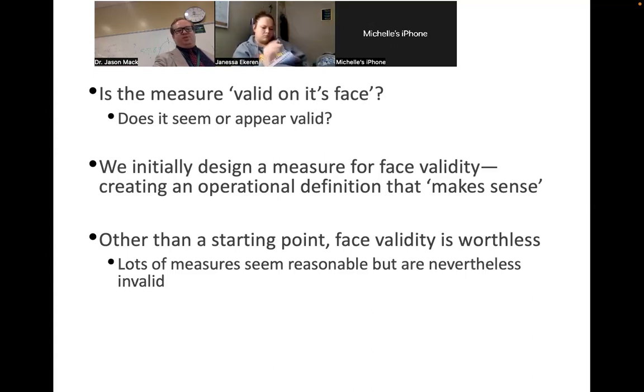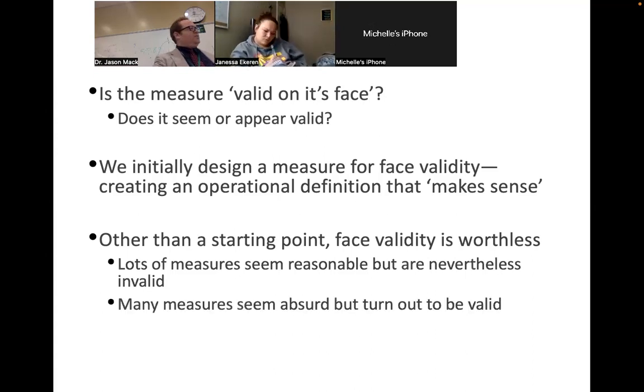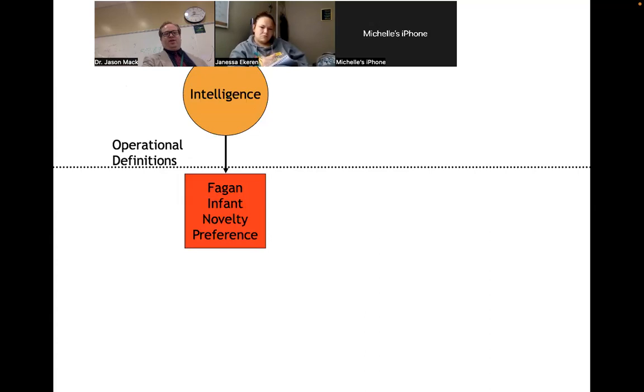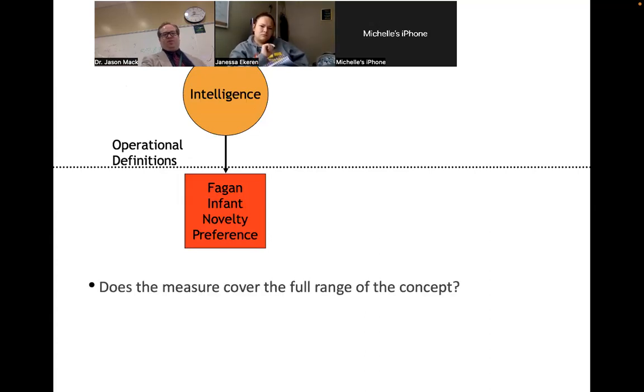Lots of measures seem reasonable but are nevertheless invalid. Many measures turn out to be valid. So for example, intelligence, the Fagan infant novelty preference.